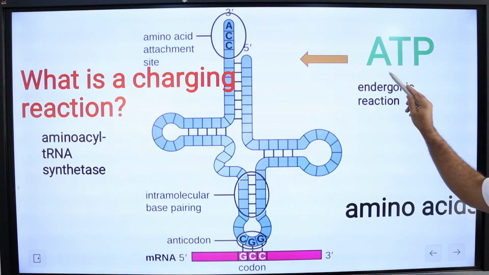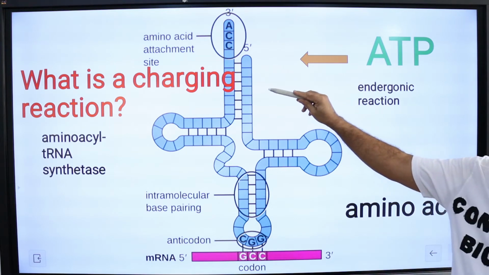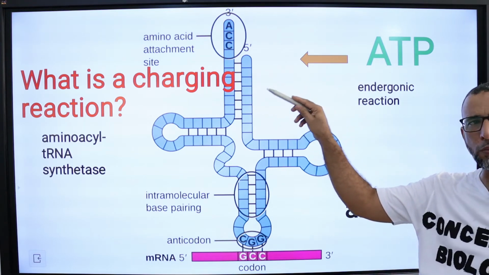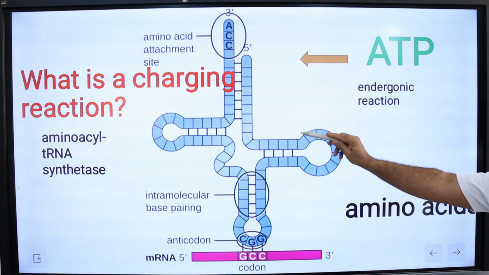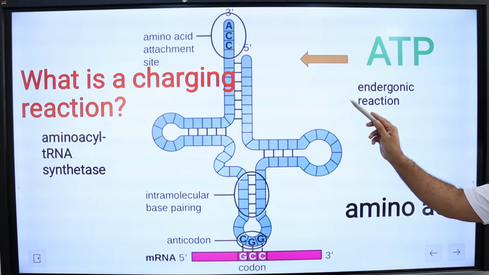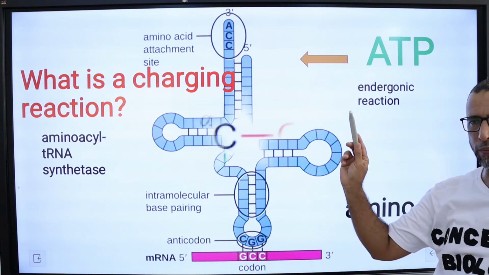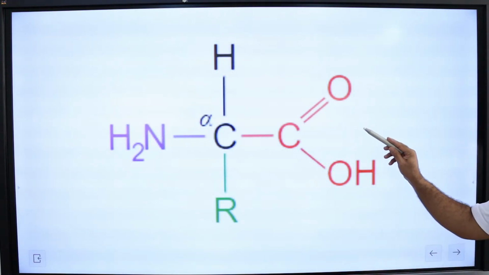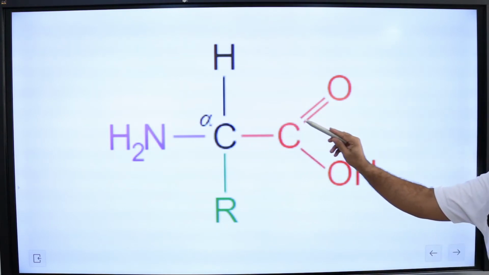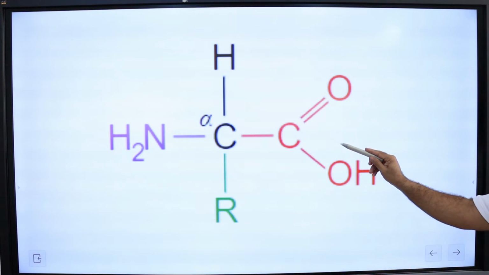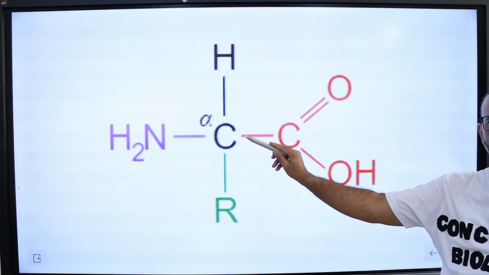An ATP molecule provides energy for this endergonic reaction and the charged tRNA produced by the reaction is an activated intermediate that can undergo peptide bond forming reaction without an additional input of energy. As we know, amino acids are organic compounds that contain amino and carboxyl functional groups along with a side chain R which is specific to each amino acid.